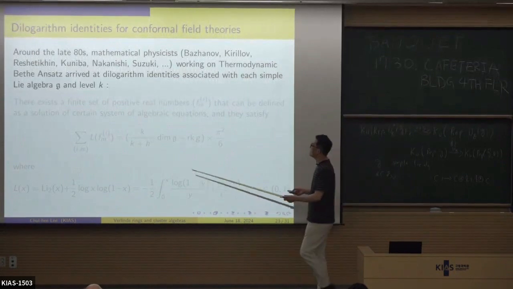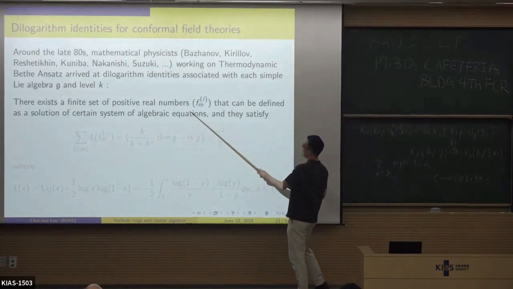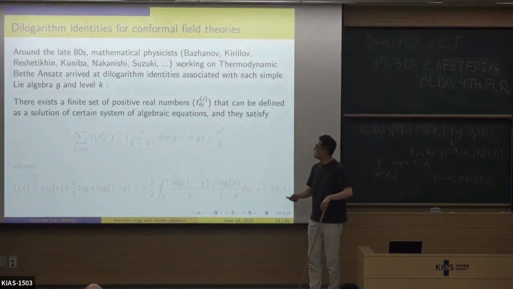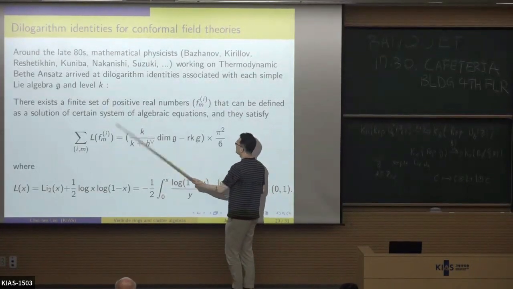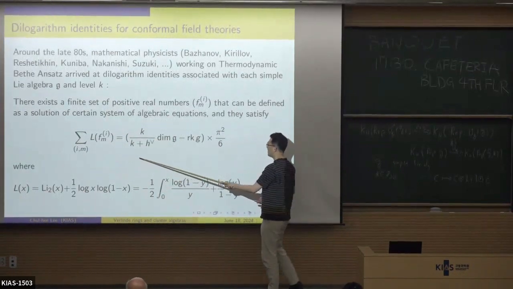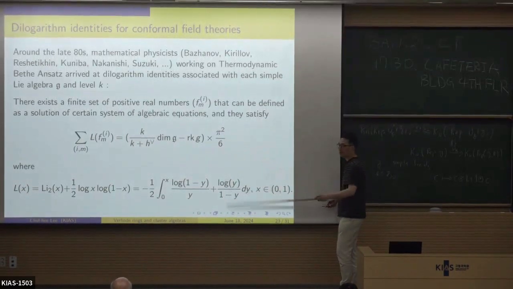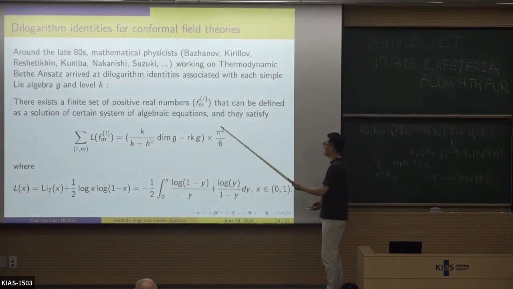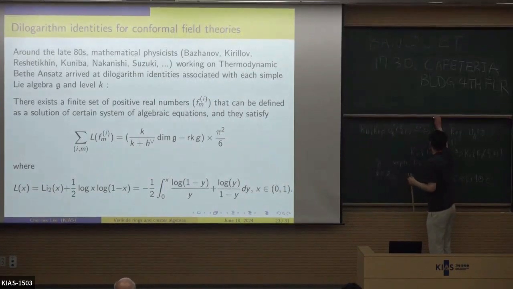For each simple Lie algebra and positive integer level, we can define certain positive real numbers as a solution of certain equations. And once you evaluate these numbers on the dilog function and take the sum, you get some rational number times pi squared over 6. You can see this is a famous number in number theory because it's the sum of reciprocals of squares.